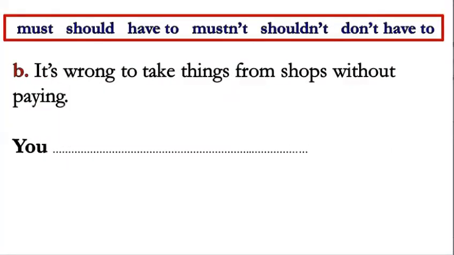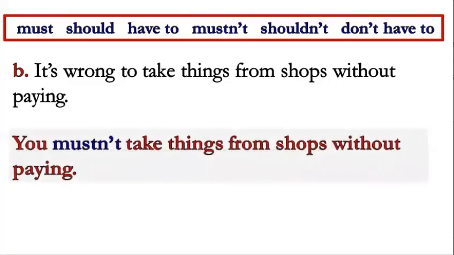Sentence B. It's wrong to take things from shops without paying. When something is wrong, it means you. Excellent. You mustn't take things from shops without paying.